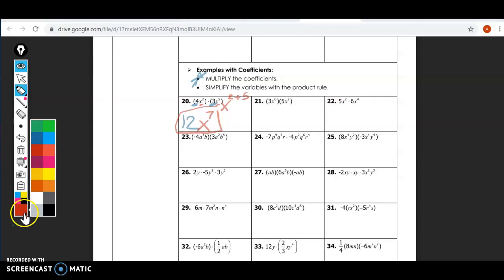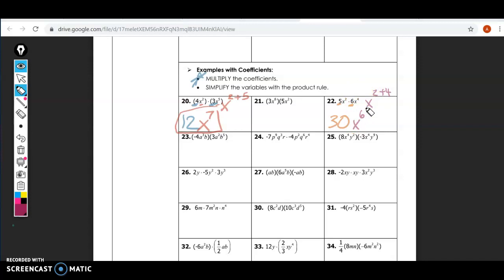Let's do number 22. Take your two coefficients, multiply them together. 5 times 6 makes 30. Then on the side, I'm going to take my base with the exponent 2 and add it to the other exponent of 4 to make 30x to the 6th power.